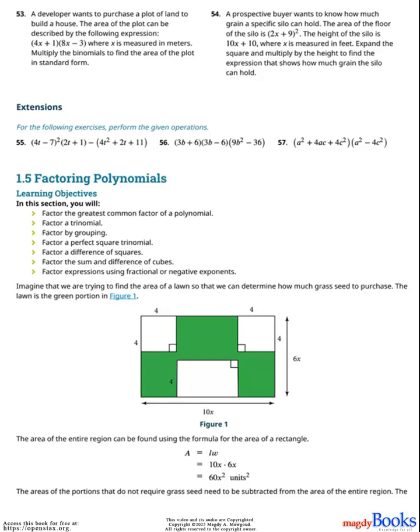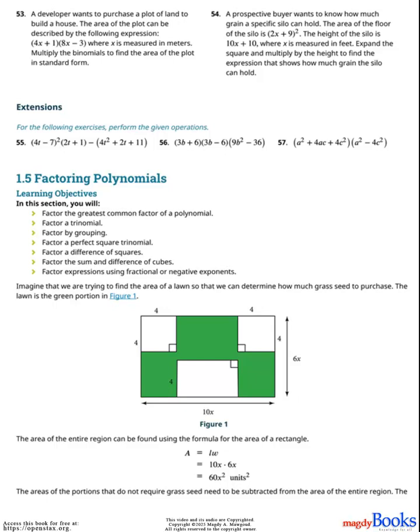Imagine that we are trying to find the area of a lawn so that we can determine how much grass seed to purchase. The lawn is the green portion in Figure 1. The area of the entire region can be found using the formula for the area of a rectangle. A equals LW equals 10x times 6x equals 60x squared units squared.